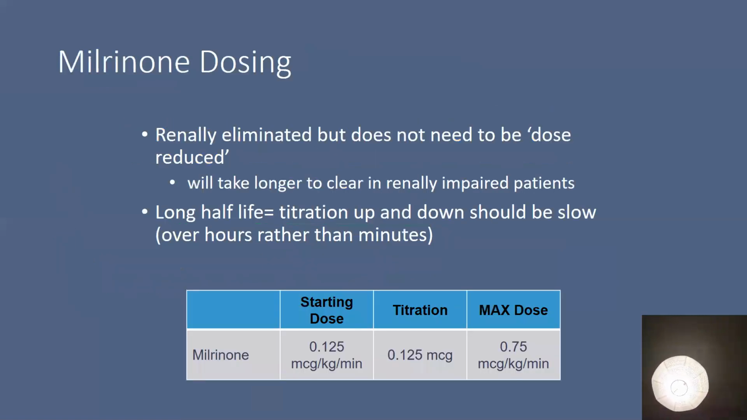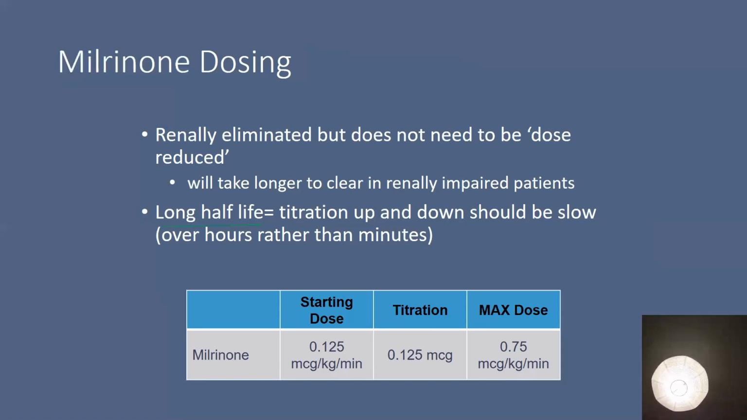It's renally eliminated, but we don't really dose reduce it. We're titrating to effect. The only thing that I'll think about is because it's renally eliminated, it does have a very long half-life, about 3 to 5 hours. So your titrating up and down should be very slow because it's going to take a long time, remember 3 to 5 times the half-life, to get steady state.